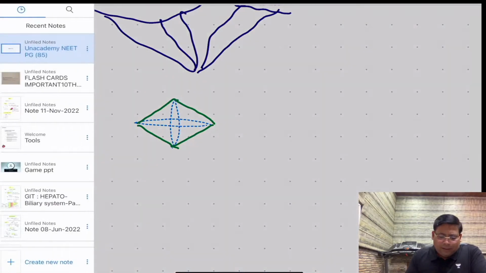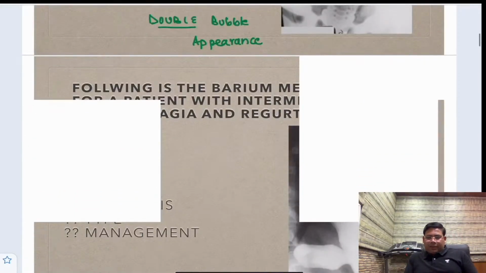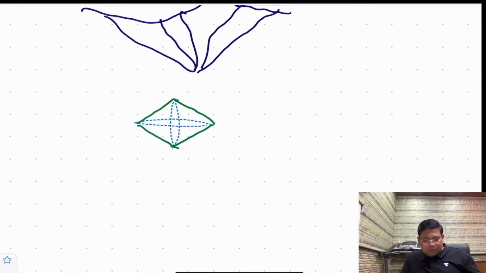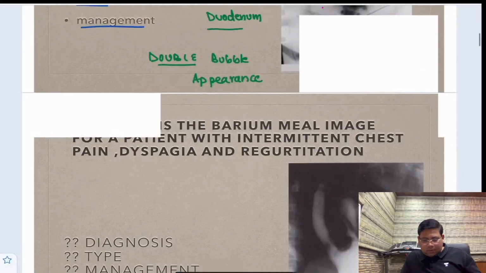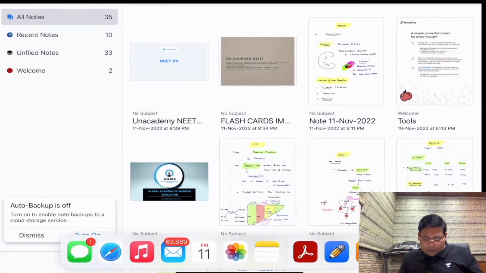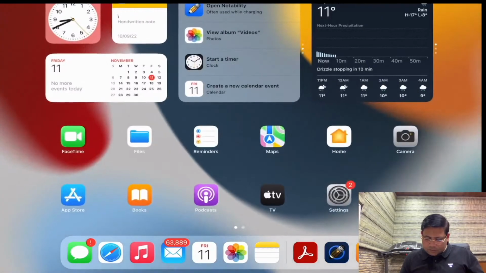Next, let us go to the flashcard section again. So this is a classical double bubble sign. Just a minute, what has happened? Students, just give me a minute. I think there is some problem with this. Just a minute.